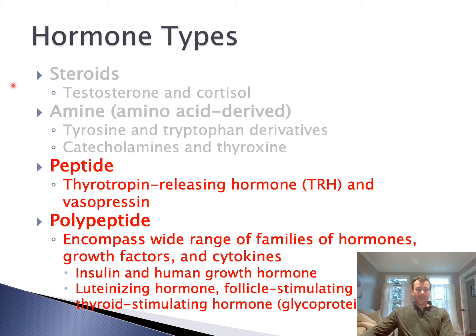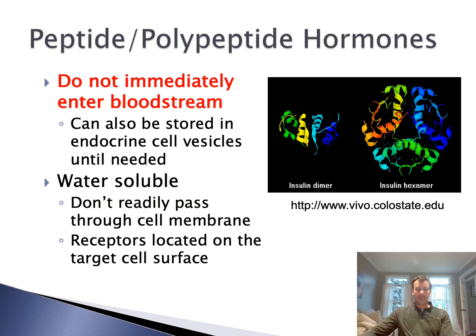There are also peptide and polypeptide hormones, and we'll talk a little bit about those with more of an emphasis on polypeptide hormones. These do not immediately enter the bloodstream. They are water soluble, so they don't pass through the membrane very easily or at all. So the receptors are located on the target cell, on the surface of the cell. They can be stored in endocrine cell vesicles until needed.